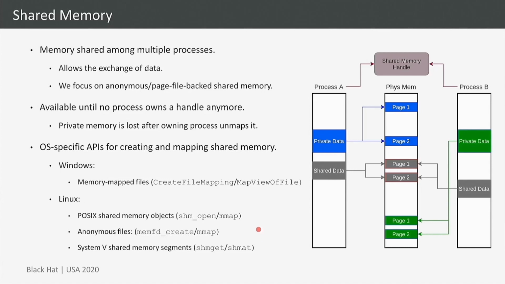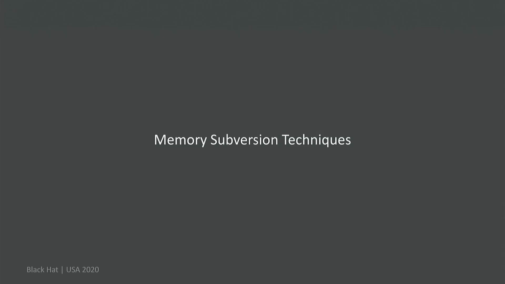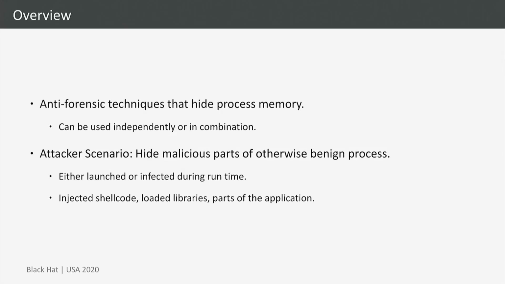And there are different ways to create shared memory. On Windows, there's especially this API sequence. On Linux, there are at least 3 different ways to create shared memory that we had a look at, and we will see later. Okay, let's start with our subversion techniques. In general, we are trying to hide process memory with those. Those techniques can be used independently or can also be combined. And our scenario is, for example, an attacker that injected code into another process and now wants to hide this memory, or he wants to hide memory that is in his own process space.